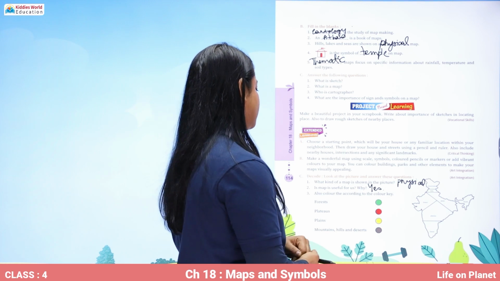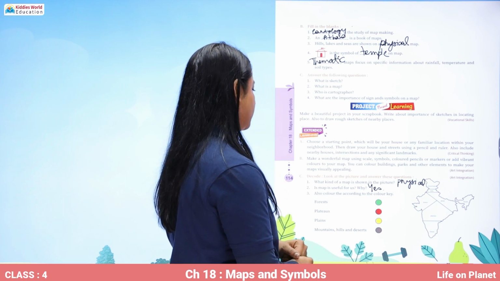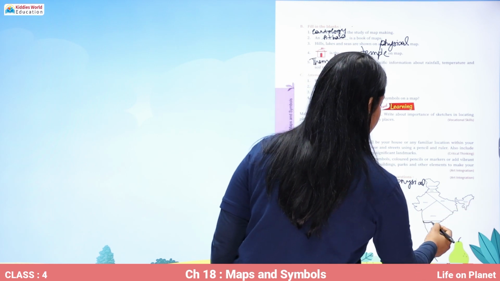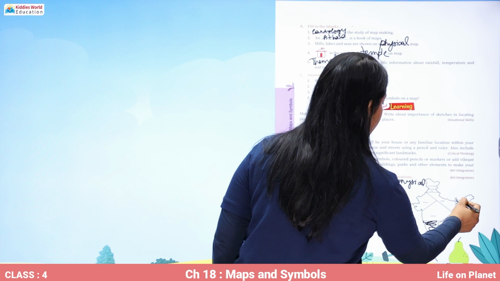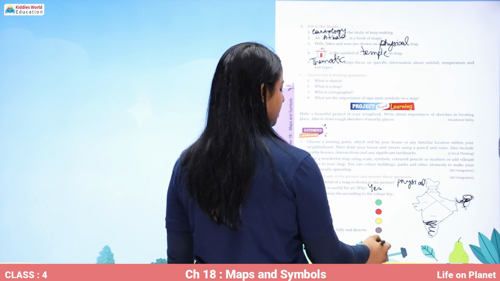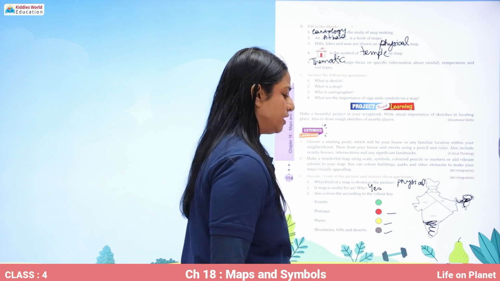Also color according to color keys. So forest, here are the forests. So you can just color the forest green in color. Similarly, please color all the different colors that are given in the key.